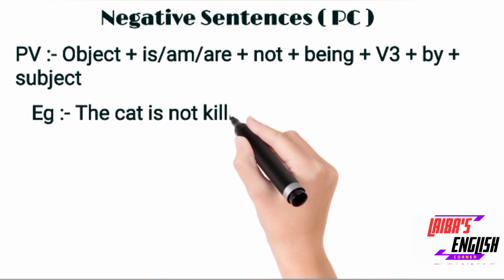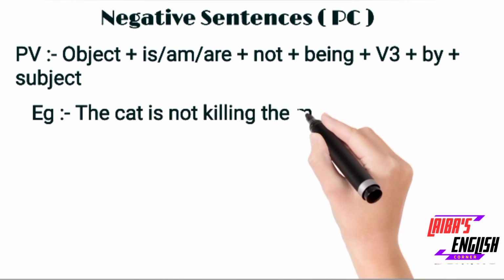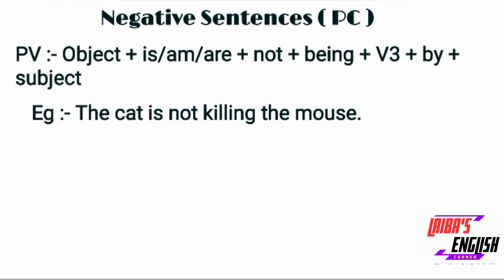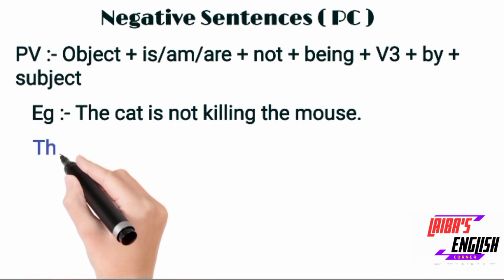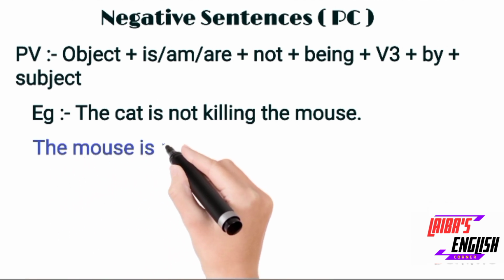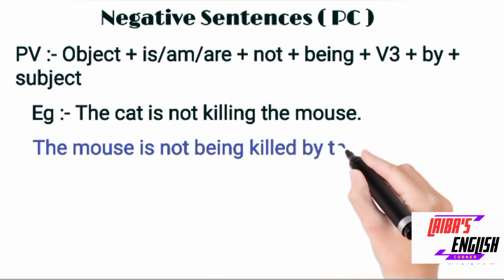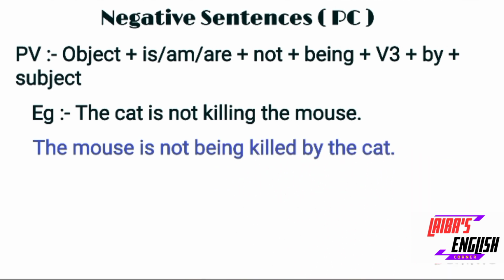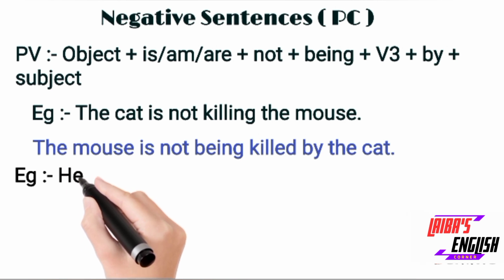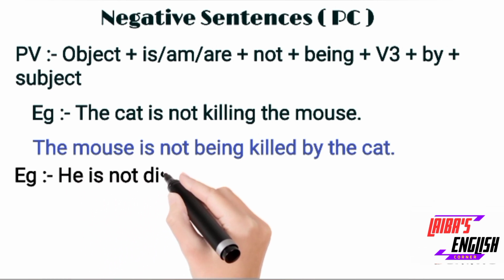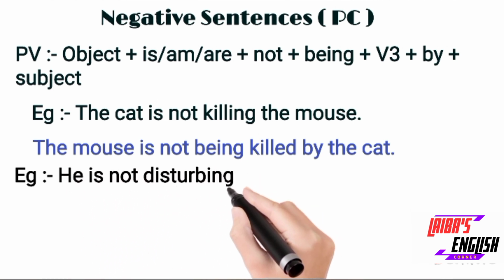For example, the cat is not killing the mouse. So here the cat is a subject, killing is a verb, the mouse is an object. So the mouse will come in the start and killing will change into killed. So the mouse is not being killed by the cat. Remember in your mind that not will come directly after the helping verb and before being. This is the concept which you have to keep in mind. These are some of the tricky things which you have to keep in mind to score full marks.